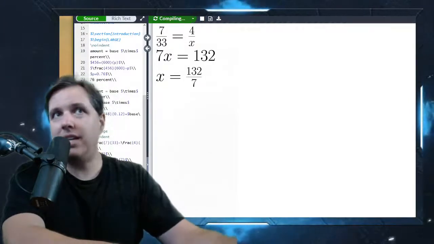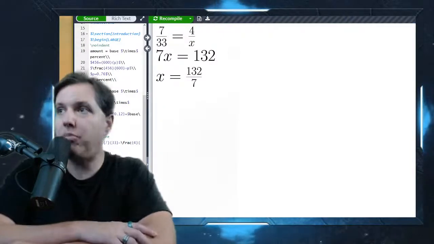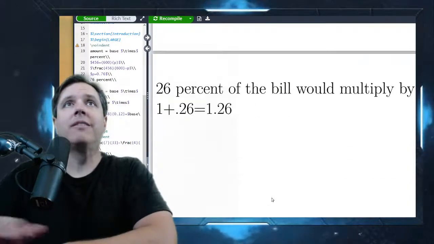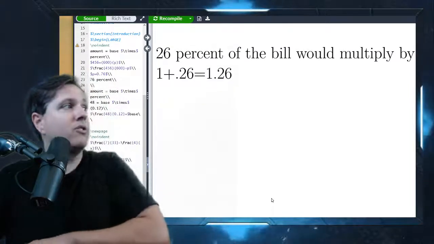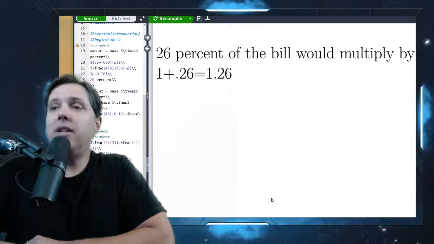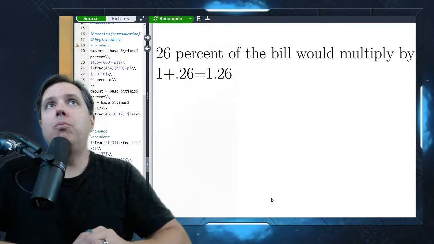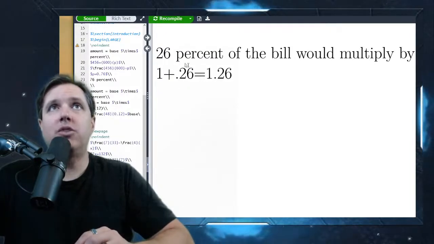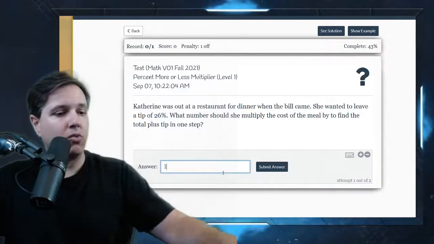So we kind of did it in two steps, but they're saying you can do it in one step by just multiplying by 1.26. The 1 represents, I'm not showing it. Sorry, I wasn't showing it on screen there. You can always let me know if I'm not showing the right screen. The bill is 100%. That's 1. 1 is 100%, right? So the original bill for the food plus 26% for the tip equals 1.26. So the number we should multiply here to do it in one step is 1.26.